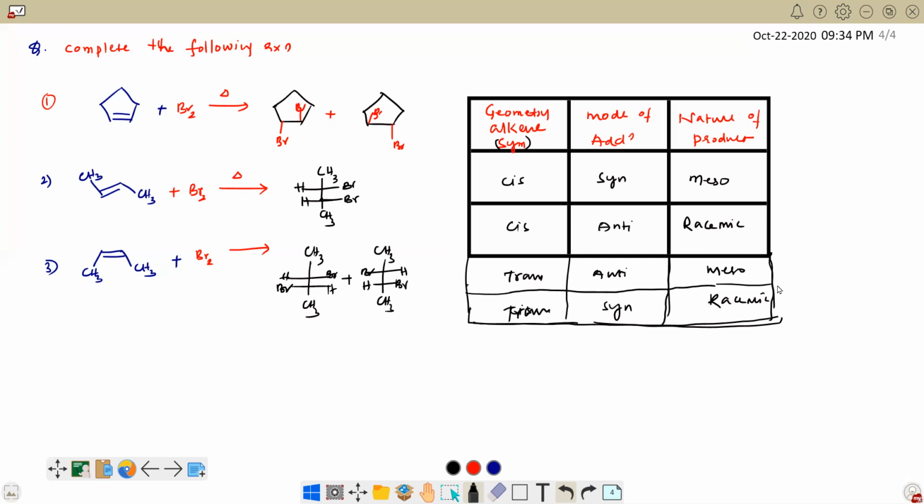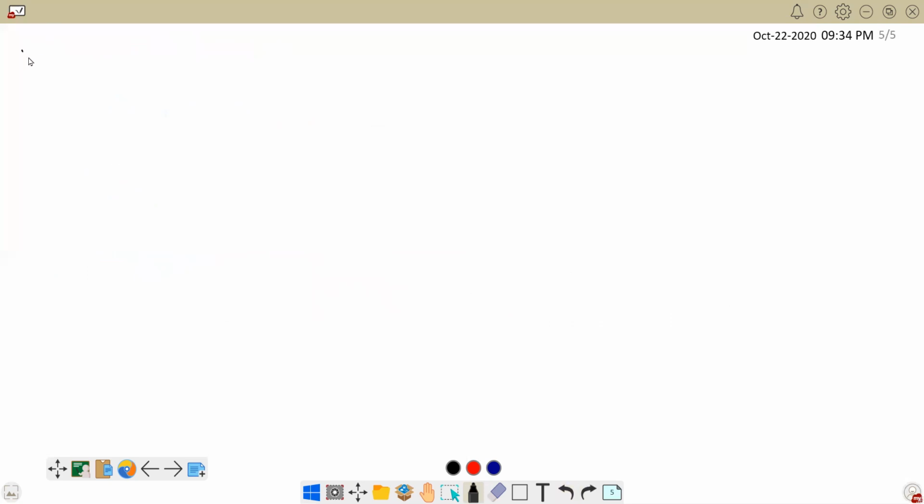Done, sir. So this is the second method. Next method, preparation from alcohols. Third method, from alcohols. From alcohols, there are different reagents to get alkyl halides. Okay?